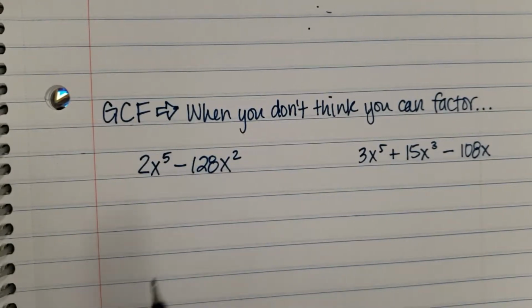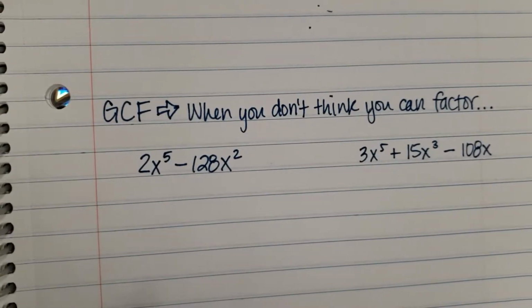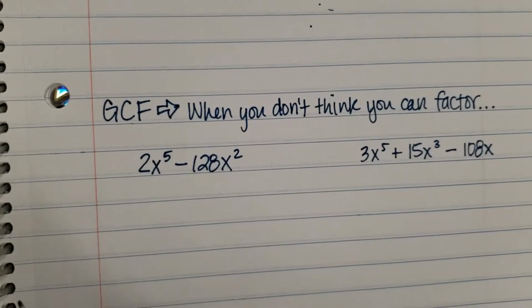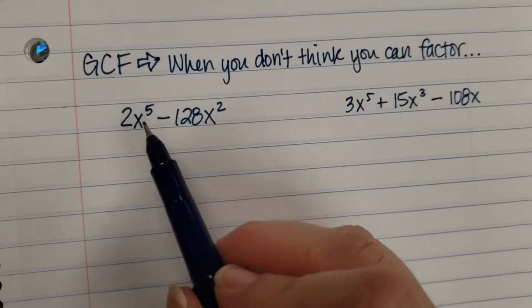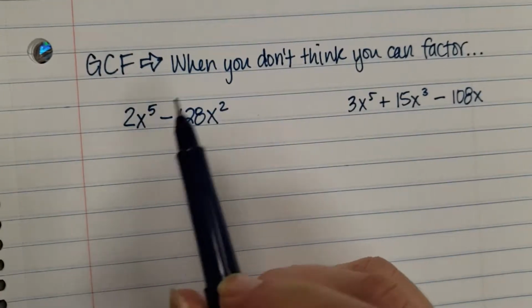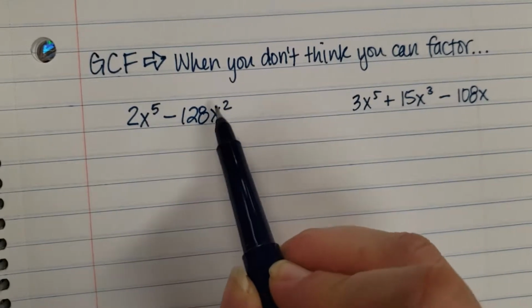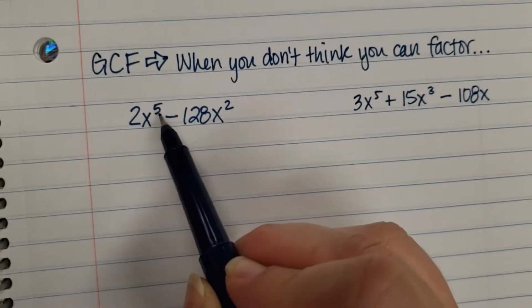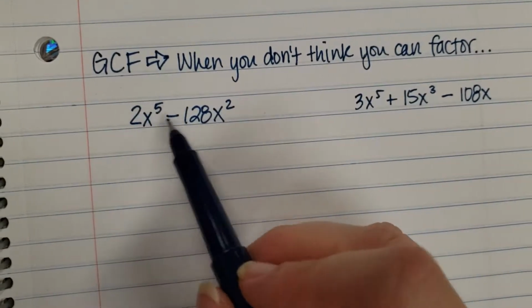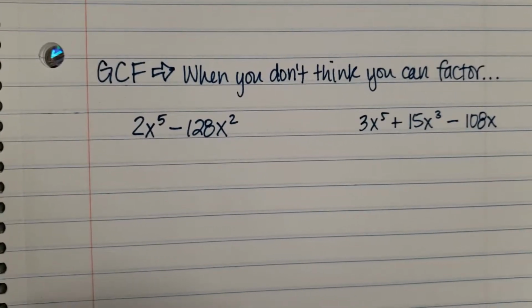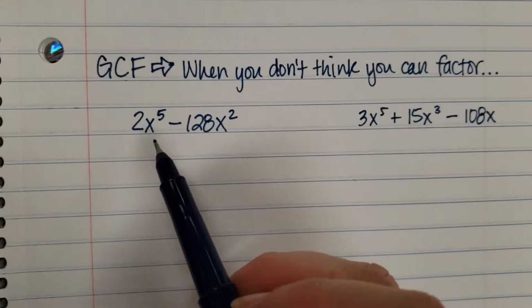Do all of the numbers divide by something? Do they have a variable in common? Take that out first by dividing, undistributing, and then see what happens. So here we have 2x to the fifth minus 128x squared. So x squared is an even exponent, but x to the fifth is not. It's not cubed, and neither of these numbers are perfect squares or perfect cubes. So it would appear this doesn't factor.